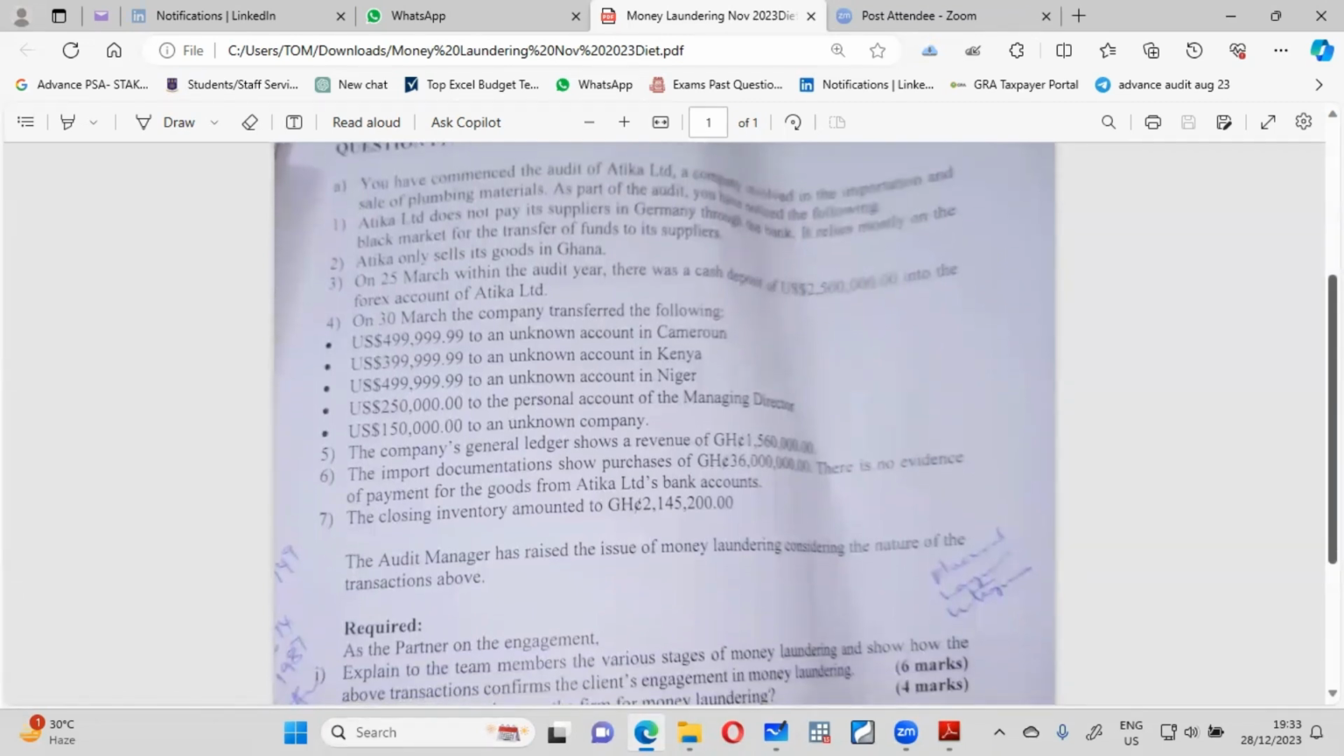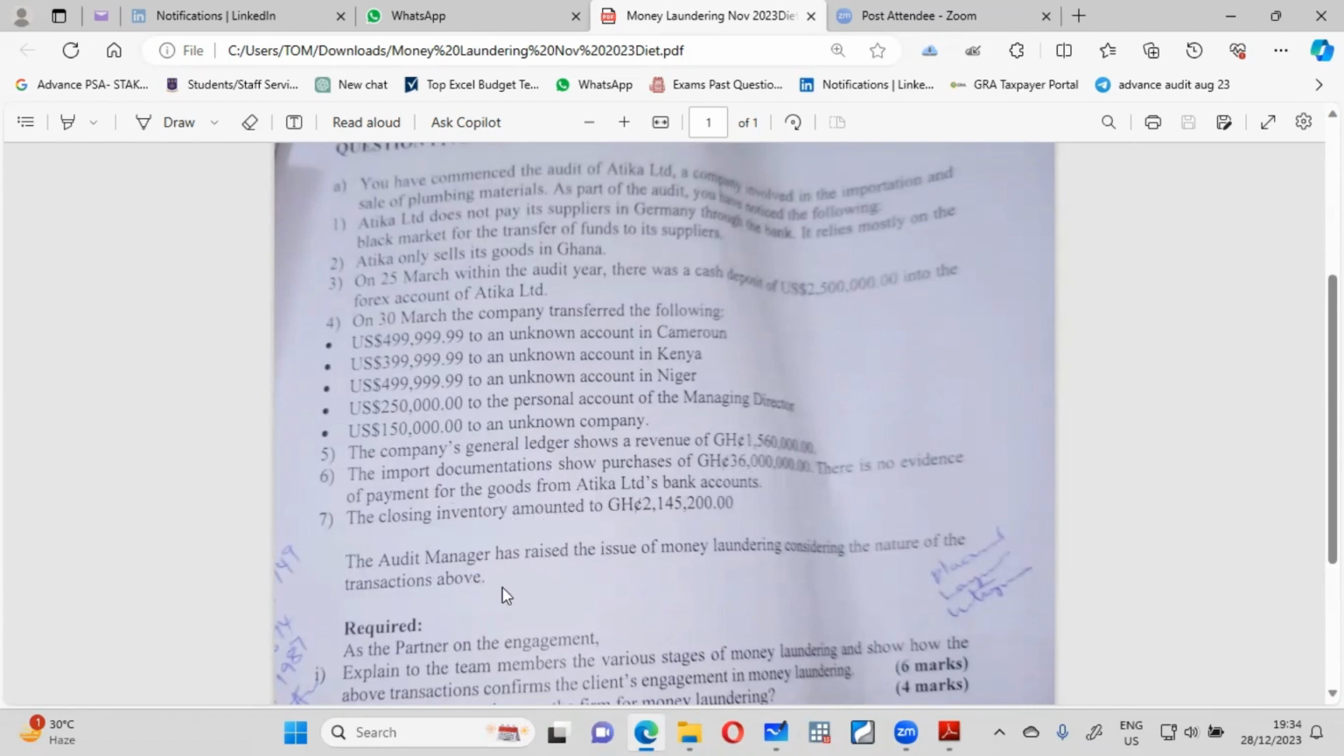The company's general ledger shows a revenue of 1.56 million Ghana cedis. The import documentation shows the purchase of 36 million Ghana cedis. There is no evidence of payment for these goods in Atika's bank account. The closing inventory amounts to 2.145 million, 200.